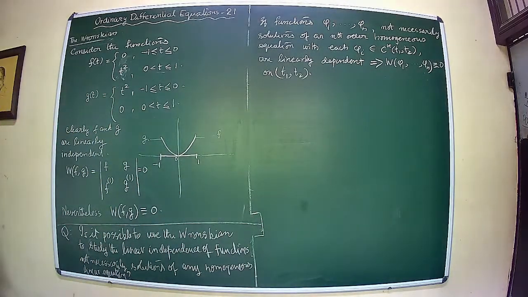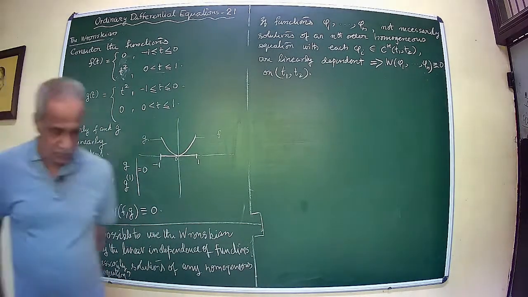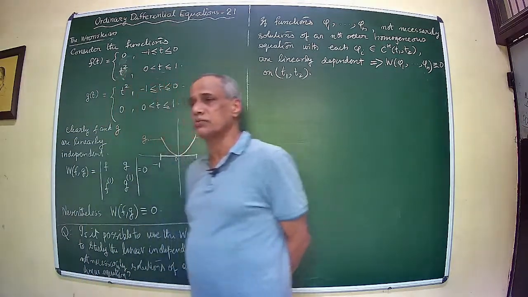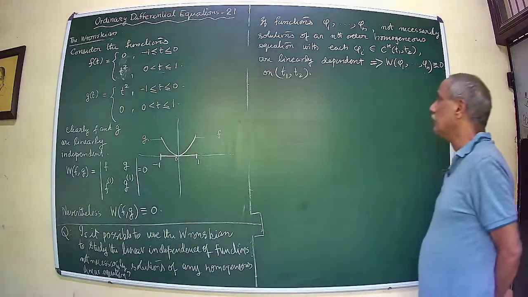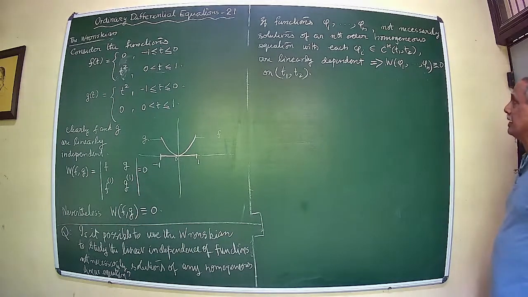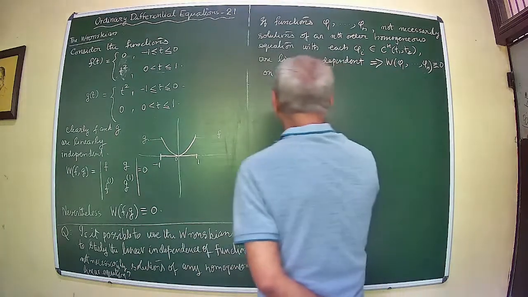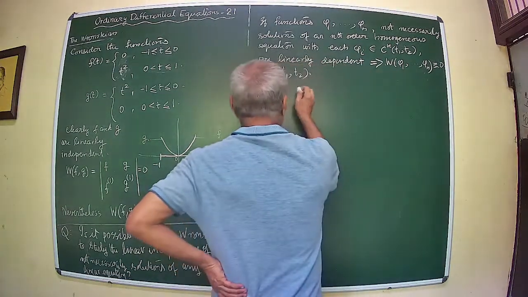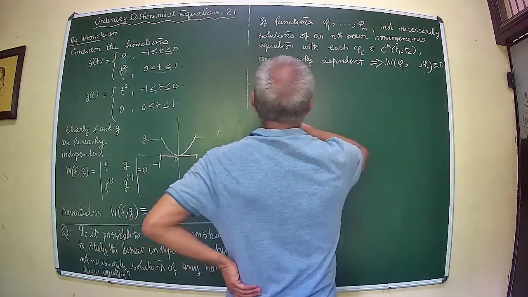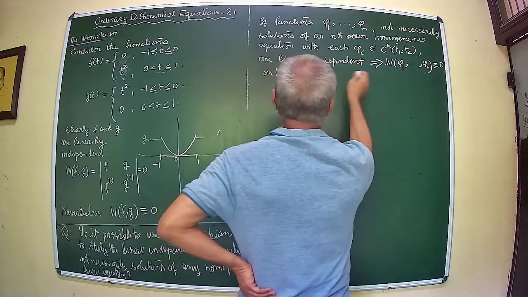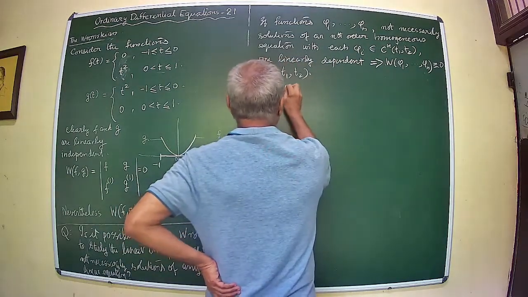But in the absence of the condition that they are solutions of the homogeneous equation, if they are linearly dependent, then the Wronskian vanishes. That is quite easy to prove because what you are looking at is this. We are assuming the functions are linearly dependent.